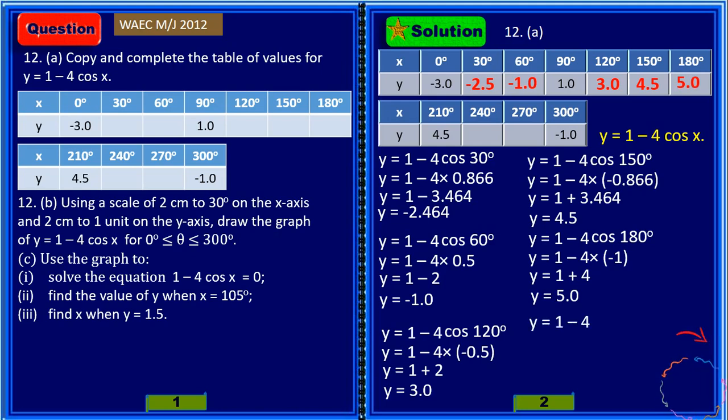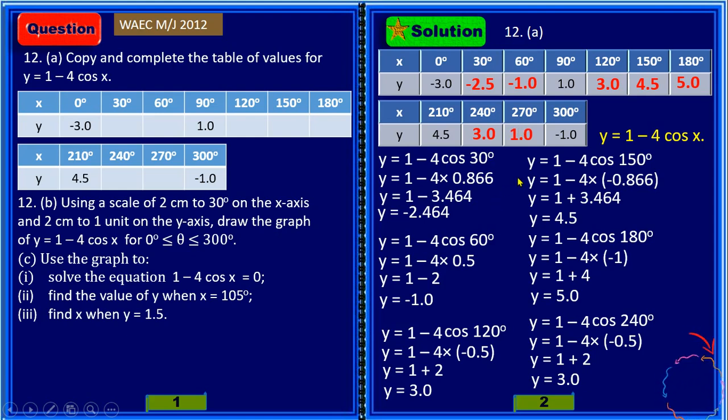When x is 240, we simplify that. So y is going to give us 3. Now that we have completed these ones, the last one, following the same way, we find that the value of the last one will be 1. Now that we have completed the table, we'll go straight to the graph board to plot the graph.